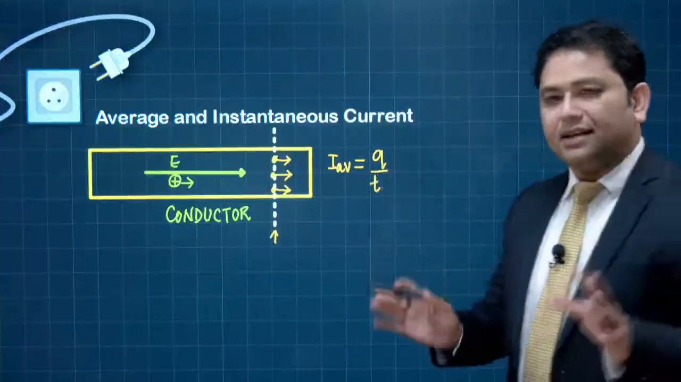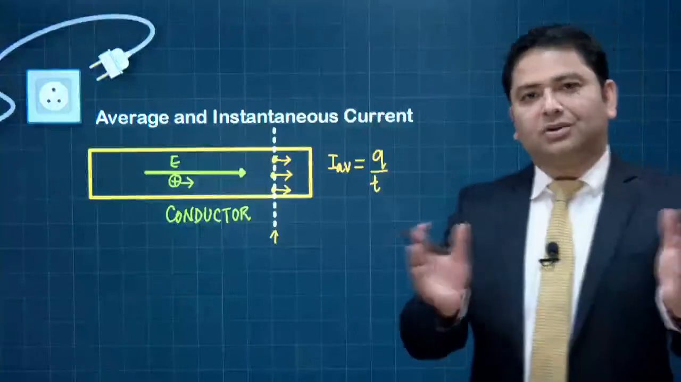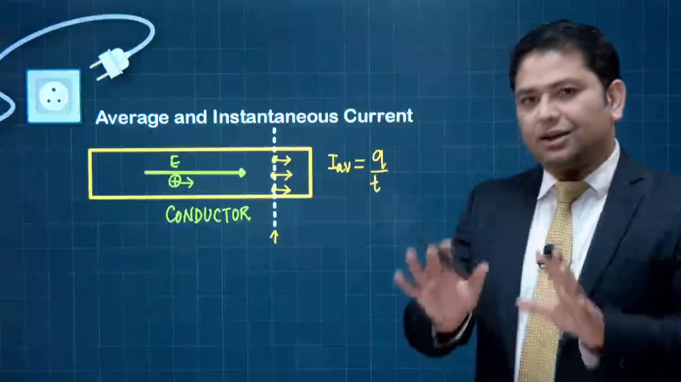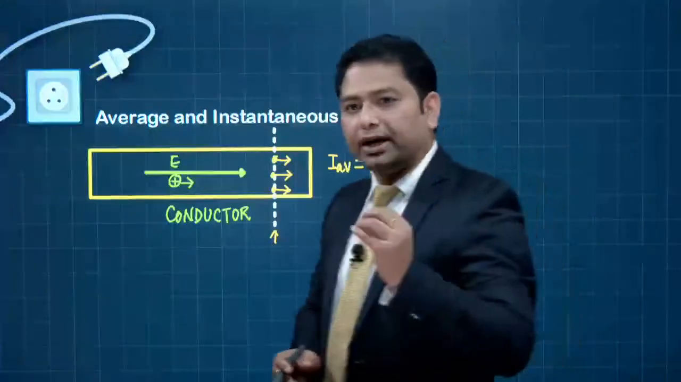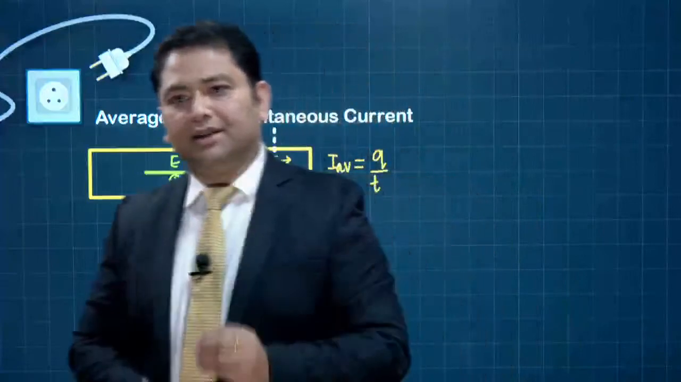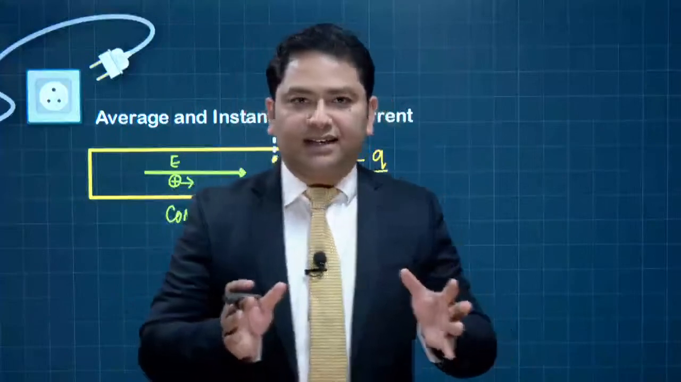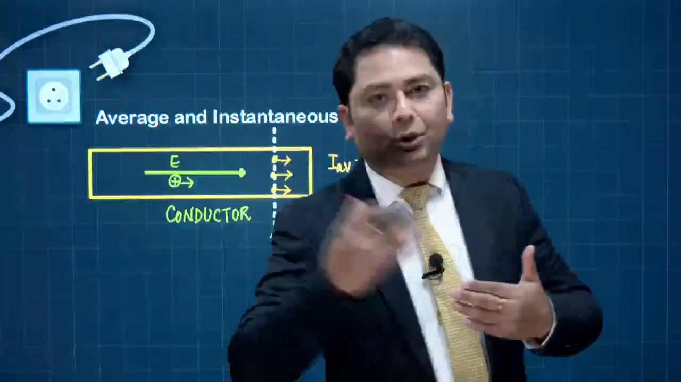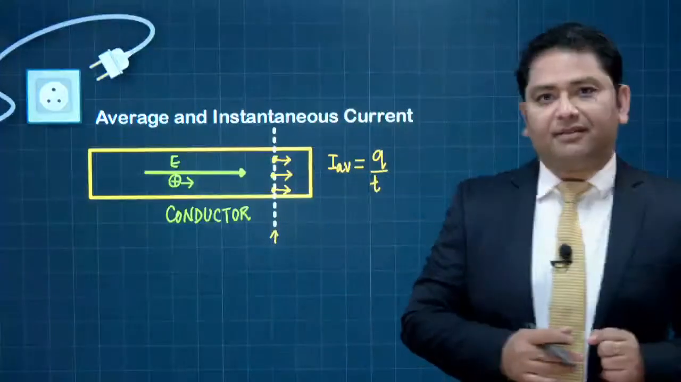Now that time interval would be given by the question, that you got to calculate the average current between this time to this time, so that duration would be given. So सबसे पहली बात, whenever you got to measure the current, you got to understand average current. अगर आपको measure करना है, you got to fix a duration, you got to fix an interval. I hope that's very clear, right?